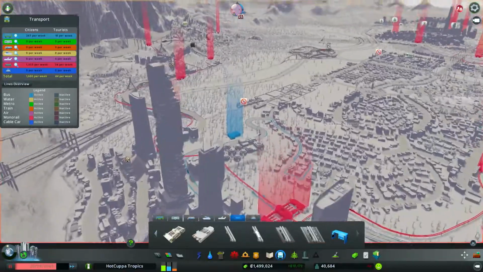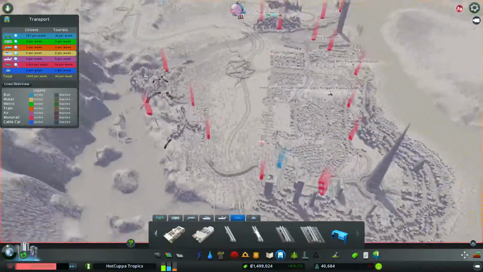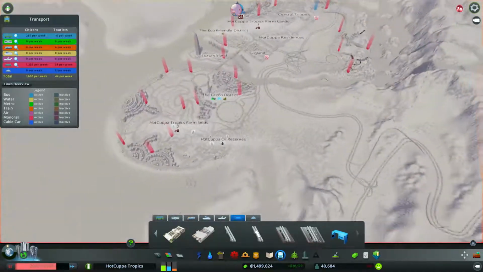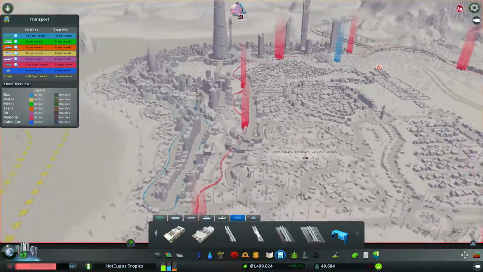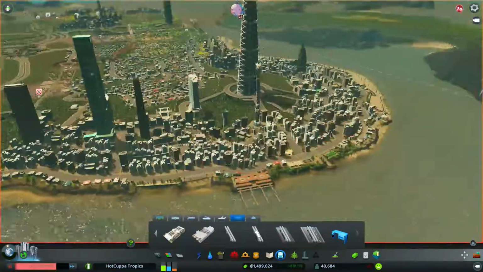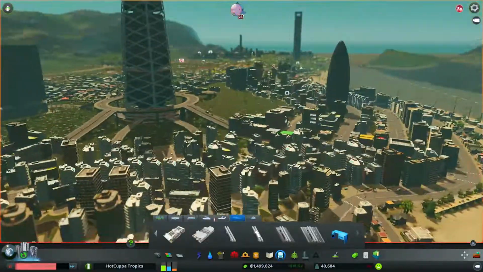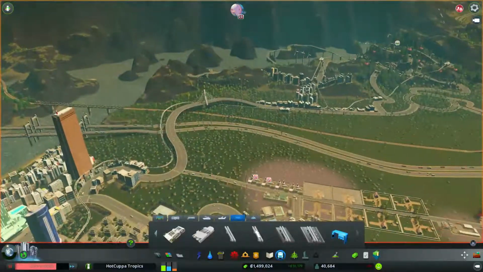And look how many happy citizens we have now that we've connected this side of the city into our transportation section. Because look at the red lines. Our whole city is connected up with this monorail line. So this monorail line is our primary form of transportation in the city, Hot Cuppa Tropics, because we actually really want it to be a beautiful city.